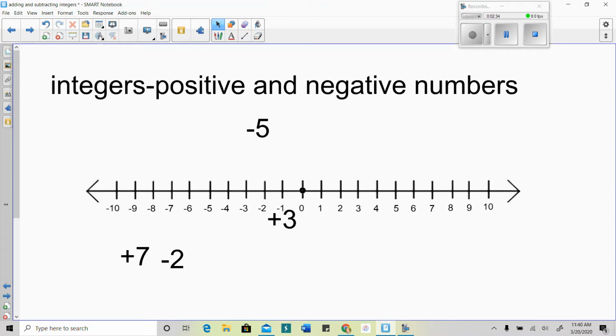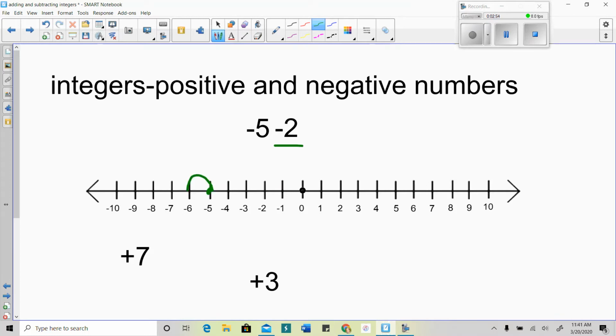Let's say I took that +3 and I replaced it with a -2. So I start at my -5, which is 5 below 0. But then if I'm going -2, I'm not getting larger, I'm actually getting smaller. I'm going backwards. So I go backwards, subtract 2. So now I end up at -7.